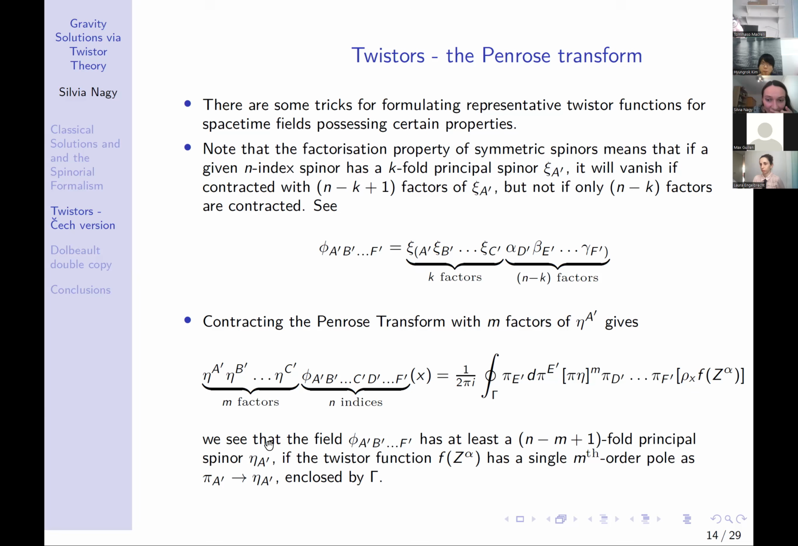And this agrees on the left-hand side with the fact that if I've contracted m factors here and I have n minus m plus 1, by a similar argument to what I had here, this left-hand side will also vanish. So we have a direct link between the order of the pole of the Twistor function and the degeneracy, i.e. the Petrov classification on the space-time.